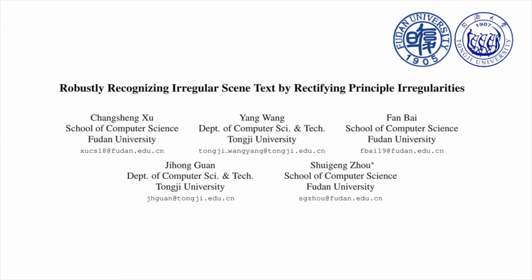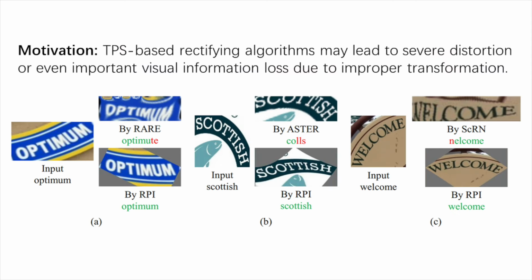Hi, everyone. I'm glad to introduce our newly published work here. It is a novel and effective rectification method for scene text recognition which mainly rectifies the principal regularities. Reading irregular scene text is a challenging problem in scene text recognition.